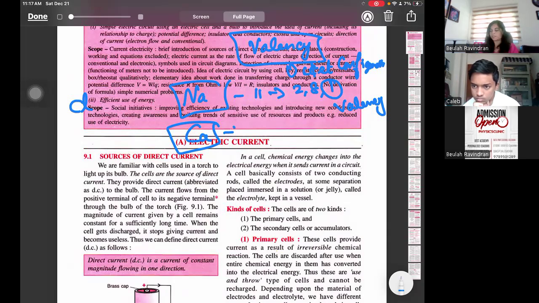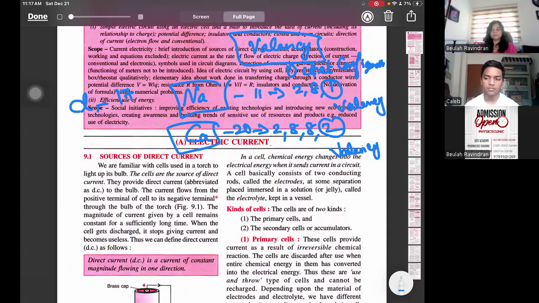What is the atomic number of calcium? 20. Right? How can you write this? 2, 8, then 8. Then what is the remaining? 2. So 2, 8, 8, 2. What is the valency of calcium now? 2. Okay.